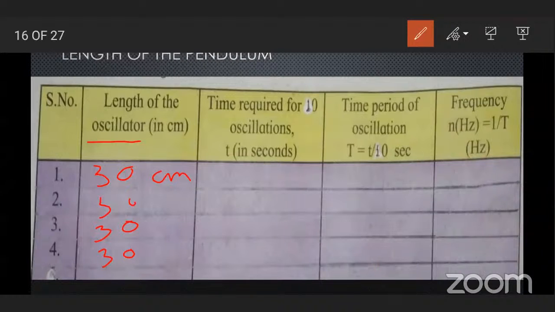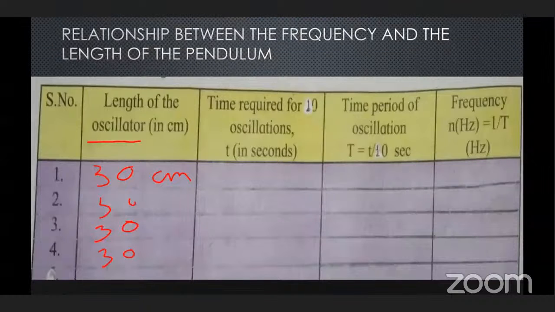What you have to change? Amplitude of the object. What is amplitude? The maximum distance covered by an object is called amplitude. Yes, very good. So for amplitude, you have to swing the pendulum first time small, then a little larger, then larger. It means you have to increase the amplitude and record observations. You can do this activity at home.